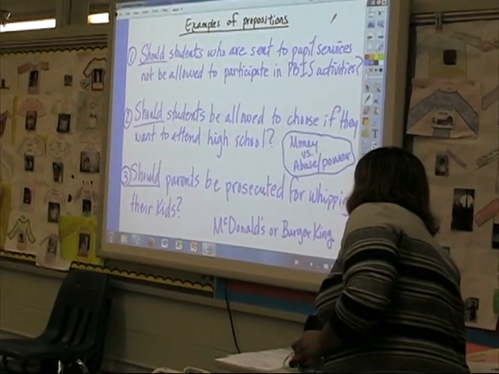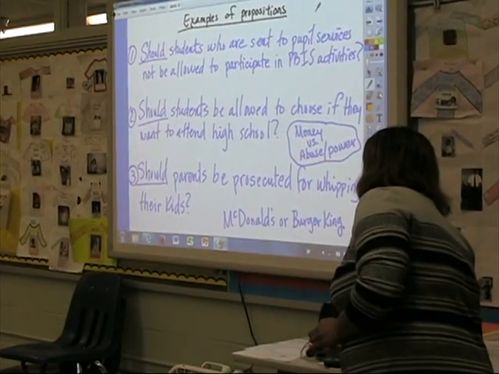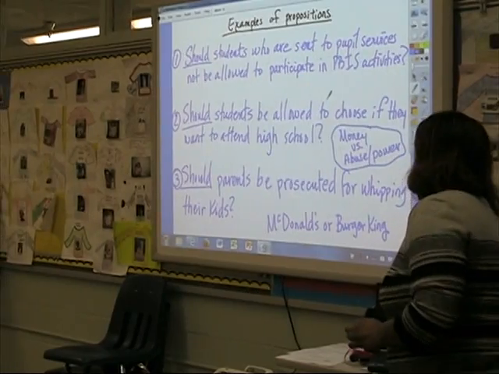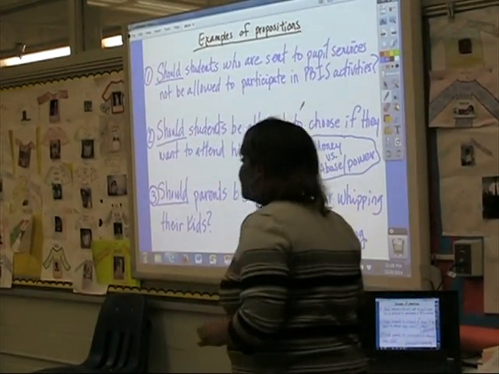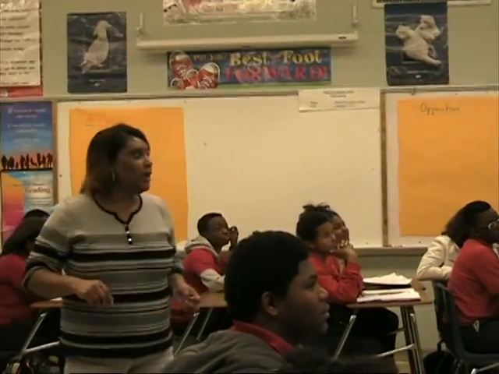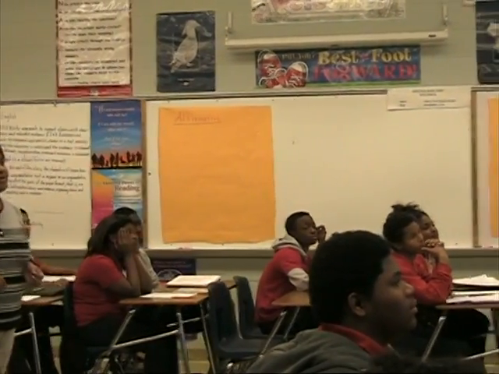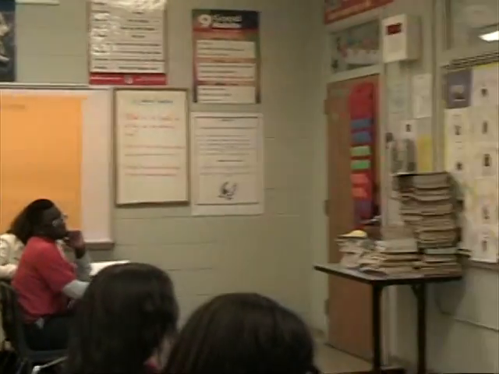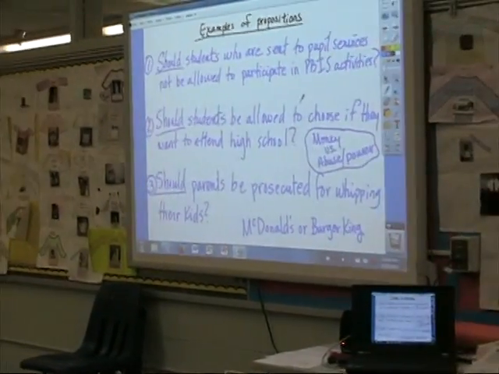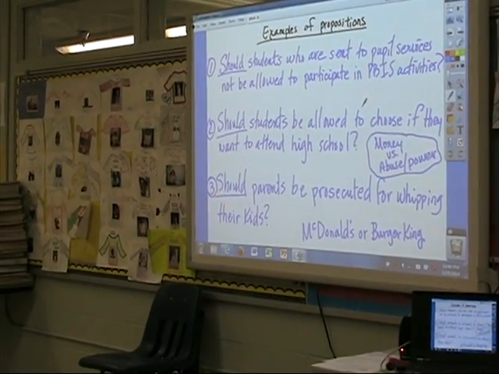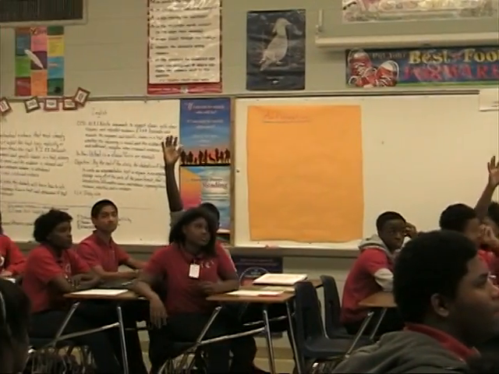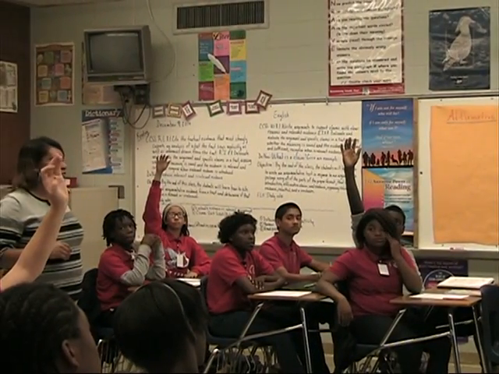And we have some examples of possible propositions and how propositions are usually worded. If you look at number 1, should students who are sent to pupil services not be allowed to participate in PBIS activities? Let's just look at number 1. This is just a quick review. Look at number 1. Should students who are sent to pupil services not be allowed to participate in PBIS activities? Who can state this, or how would you state this rather, as an affirmative claim? If you were in the affirmative, for this particular proposition, how would you state that as your affirmative claim?